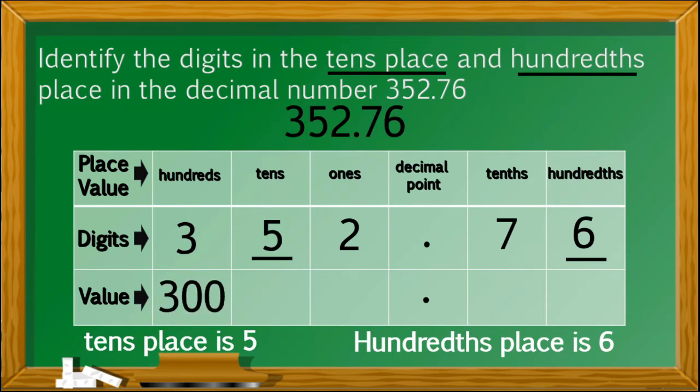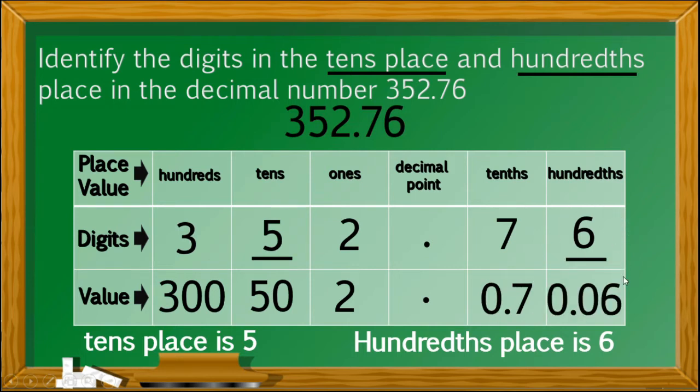Ang value ng 3 ay 300. Ang value ng 5, 50. Ang value ng 2 ay 2. Ang value ng 7 ay 7/10. At ang value ng 6 ay 6 hundredths.